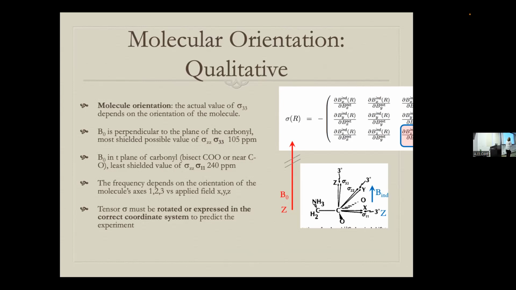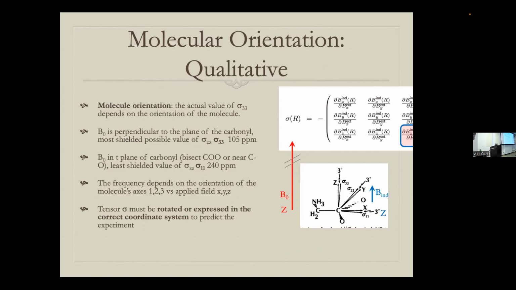That sigma ZZ is a general concept, but the shielding for that direction in space for the carbonyl is more of a specific concept, and we're going to call it sigma 3,3. All right, so sigma ZZ could be anything, but when you line the molecule up in that direction, then sigma ZZ equals 105. That's the lowest it ever gets, and it has a special name, sigma 3,3.